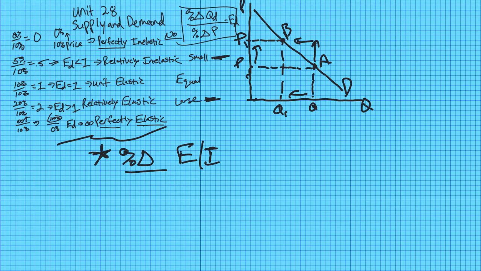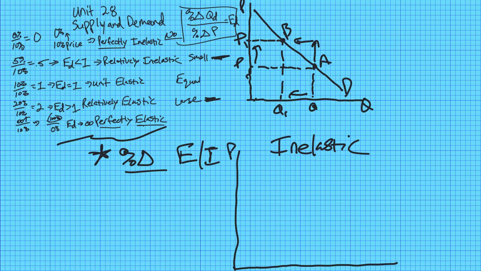Okay, so for this first one, we're going to say this is an example of something that's inelastic. So let's just start with one point on a demand curve. So this is price and this is quantity. And let's just start with this point. We'll call that point A. All right, so for inelastic, what does that mean? That means that it's very insensitive to price change.